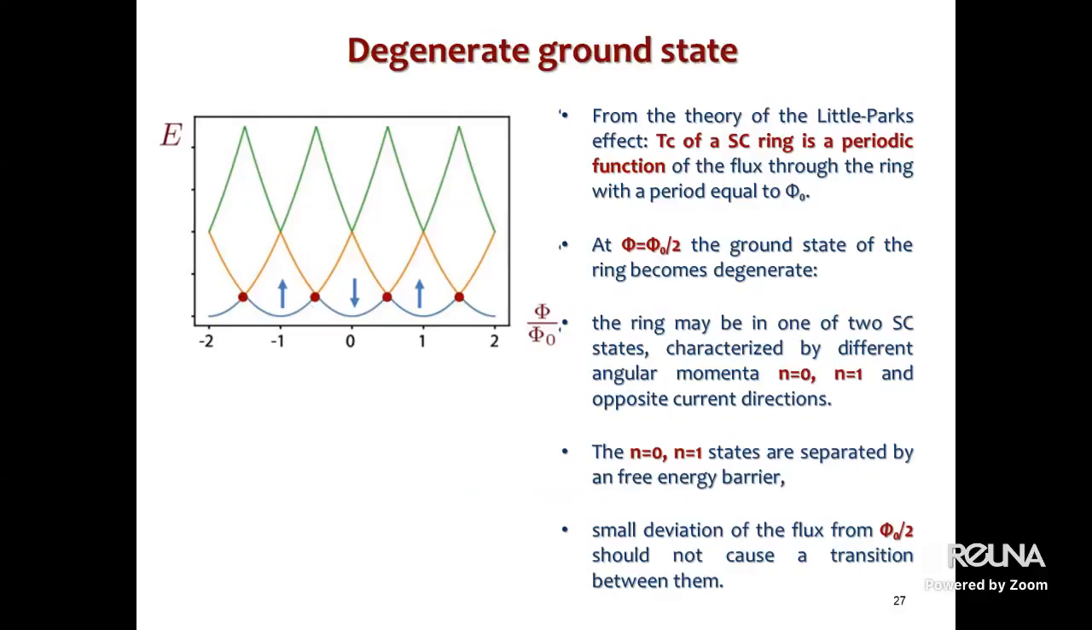Exactly at half flux quantum, the ground state of the ring becomes degenerate. So we have n equal to 1 and n equal to 0, degenerate at this point. The ring may be in one of the two superconducting states, either n equal to 0 or n equal to 1, with opposite current direction. n equal to 0 is counterclockwise, n equal to 1 is clockwise. These states are separated by a free energy barrier, and a small deviation of the flux from half quantum should not cause a transition between them.